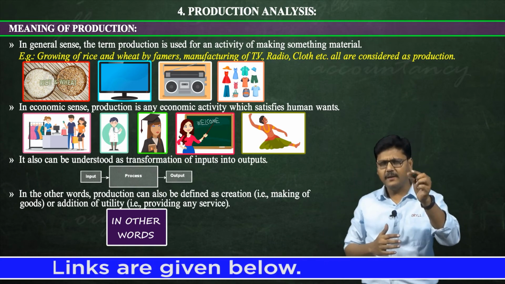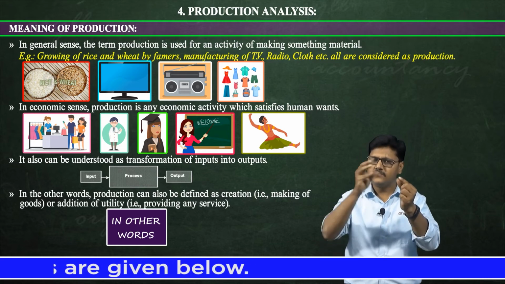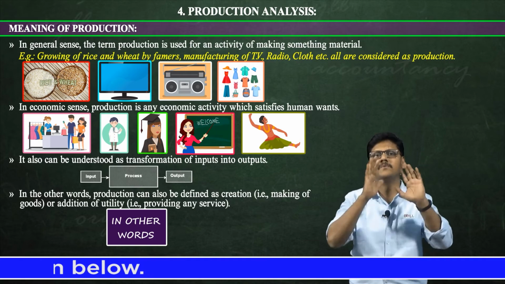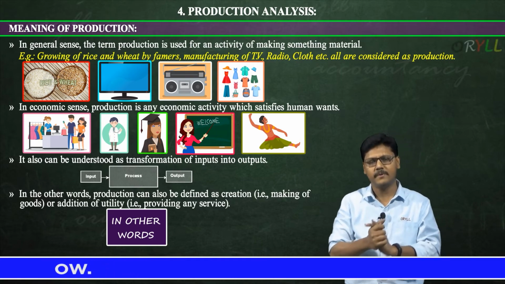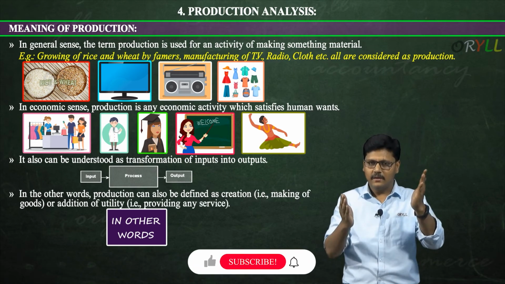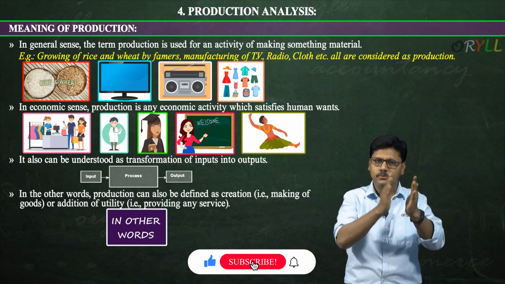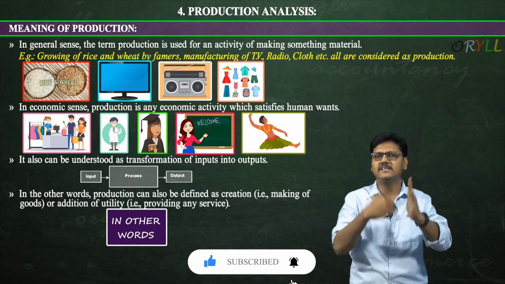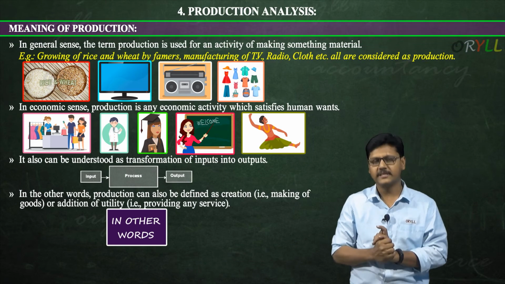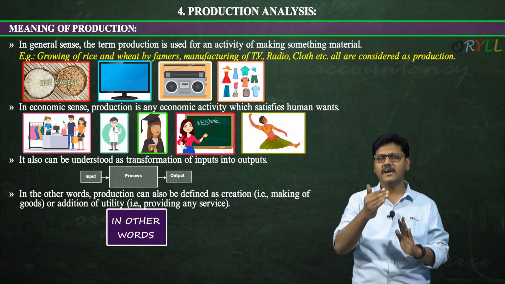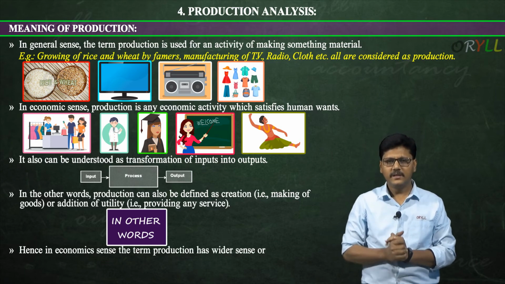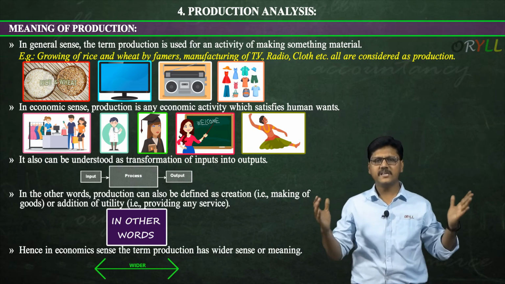So, when plastic is transformed into a pen, it means that plastic is added with the satisfaction power to satisfy the consumer's want. Then satisfaction power is added to that particular raw material, and it is turned into output. Then the activity is called production. That is nothing but creation or addition of utility. Hence, in the economic sense, the term production has a wider meaning.